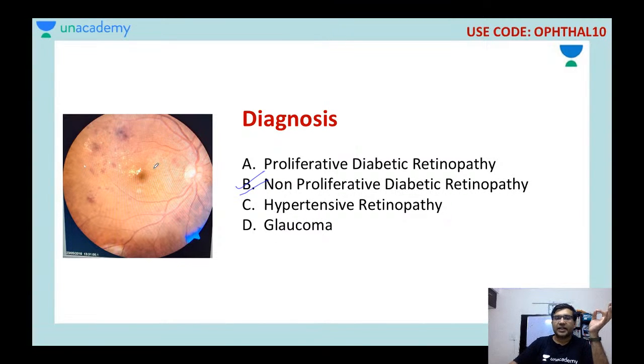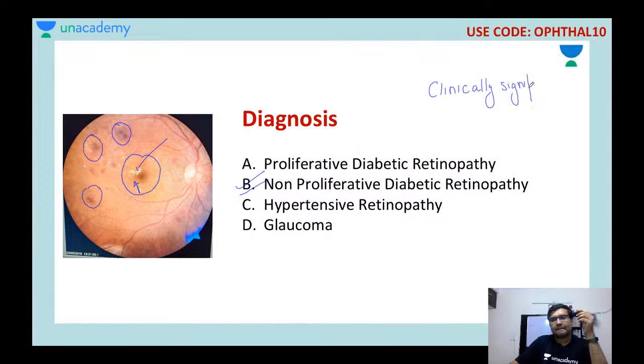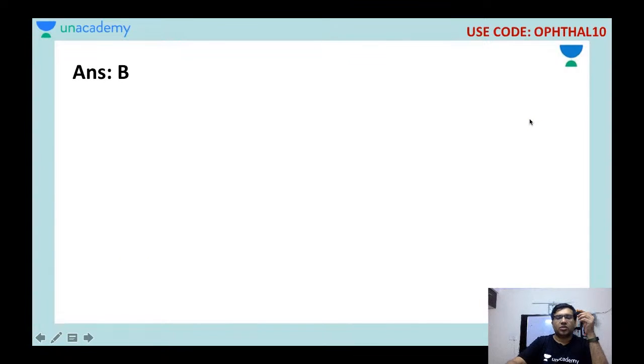As I explained earlier, whenever you are having hard exudates, microaneurysms, dot blot hemorrhages or superficial hemorrhages, they are seen more commonly in NPDR. And this patient, because he is having some hard exudates around the macula as well, this is called clinically significant macular edema. Okay, chalo, let's move to our next question.